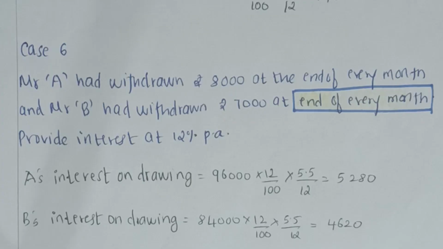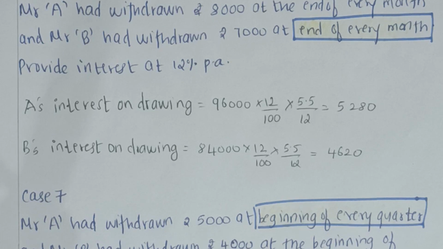Okay, moving on to case number 6. Mr. A withdrew rupees 8,000 at the end of every month, and Mr. B withdrew rupees 7,000 at the end of every month. Provide interest at 12% per annum. So students, we learned 2 things now. When it is the beginning of every month, we multiply by 6.5 by 12. When it is the middle of every month, it will be 6 by 12. And when it is at the end of every month, it will be 5.5 by 12.